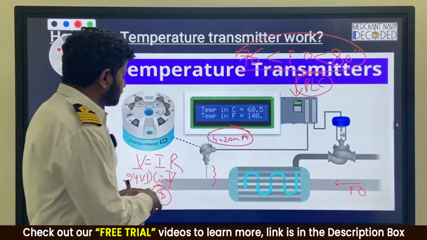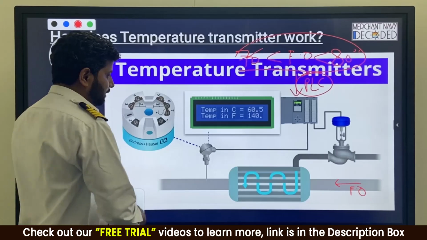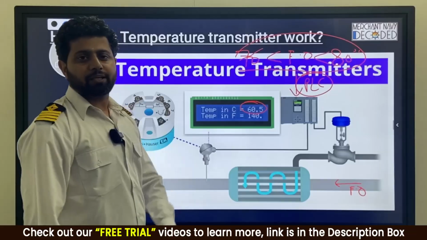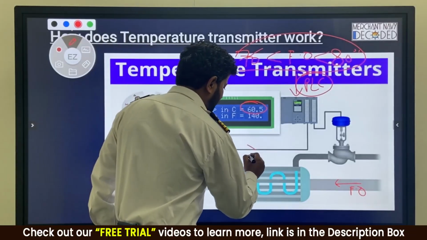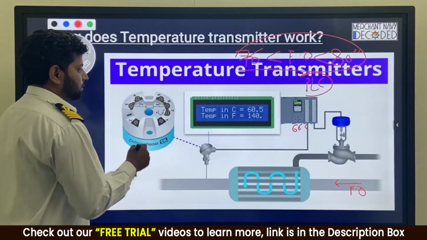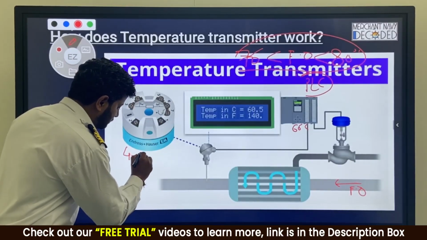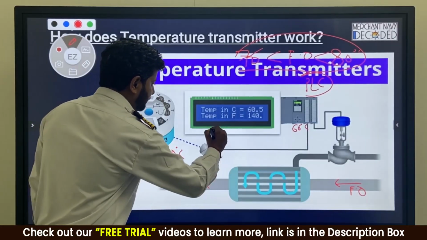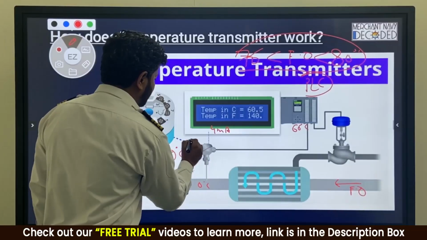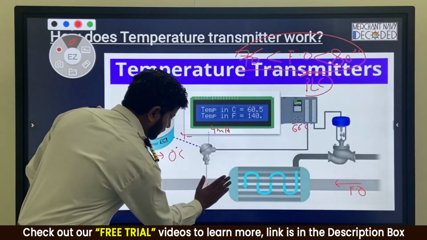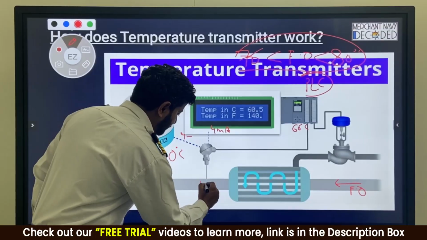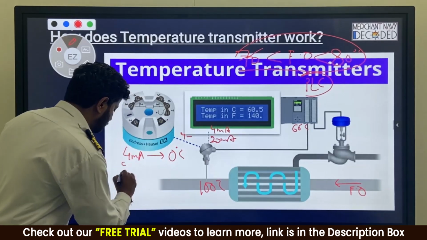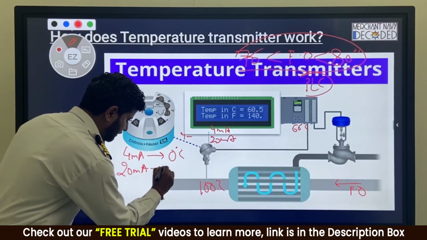Now this transmitter will automatically send a signal and it will show here that the temperature is 60 degrees centigrade. Can you see? The temperature is 60 degrees centigrade over here, and it also sends a signal over here that the temperature is 60 degrees centigrade. The range says 4 milliamps means 0 degree centigrade. When the temperature is 0 degree centigrade, the current will be 4 milliamps. And when the temperature is 100 degree centigrade, which is the maximum range, it will read 20 milliamps.